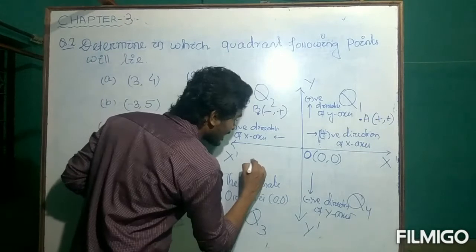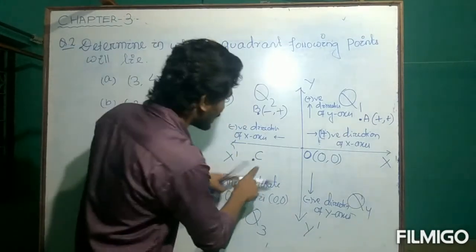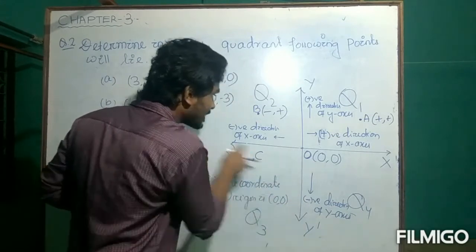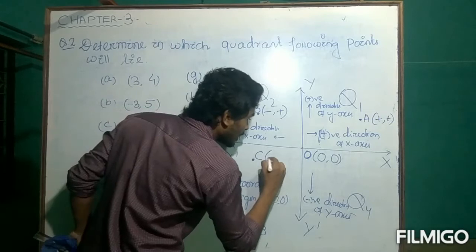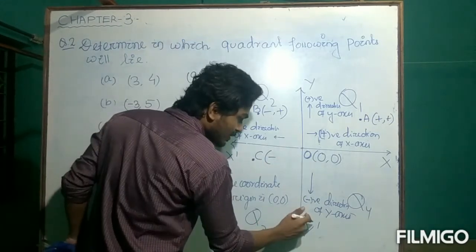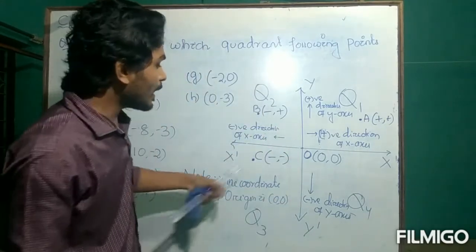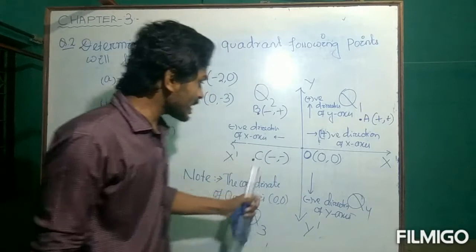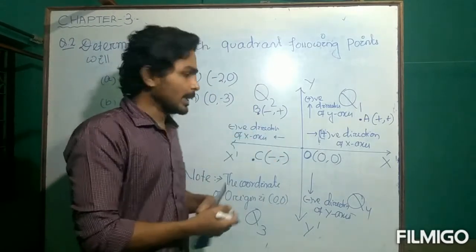Similarly, if a point lies at quadrant 3, then it is also enclosed by two axes, x and y. This is the negative direction of x-axis, so the x coordinate must be negative, and this is the negative direction of y-axis, so the y coordinate must be negative. So any point lying in quadrant 3 must have negative values of x and y coordinates respectively.